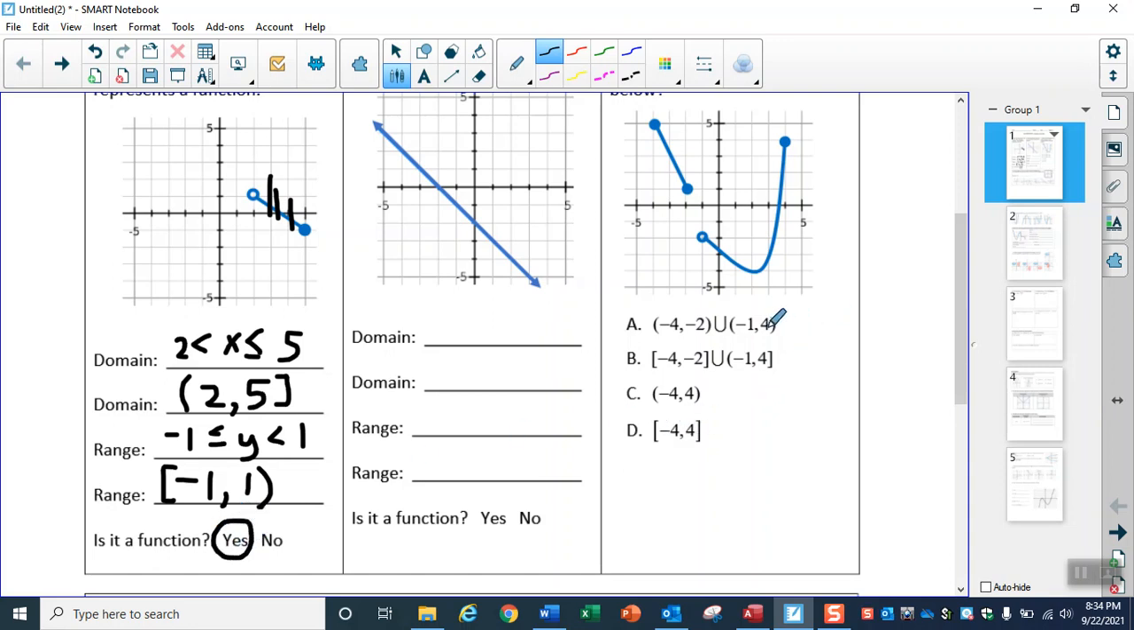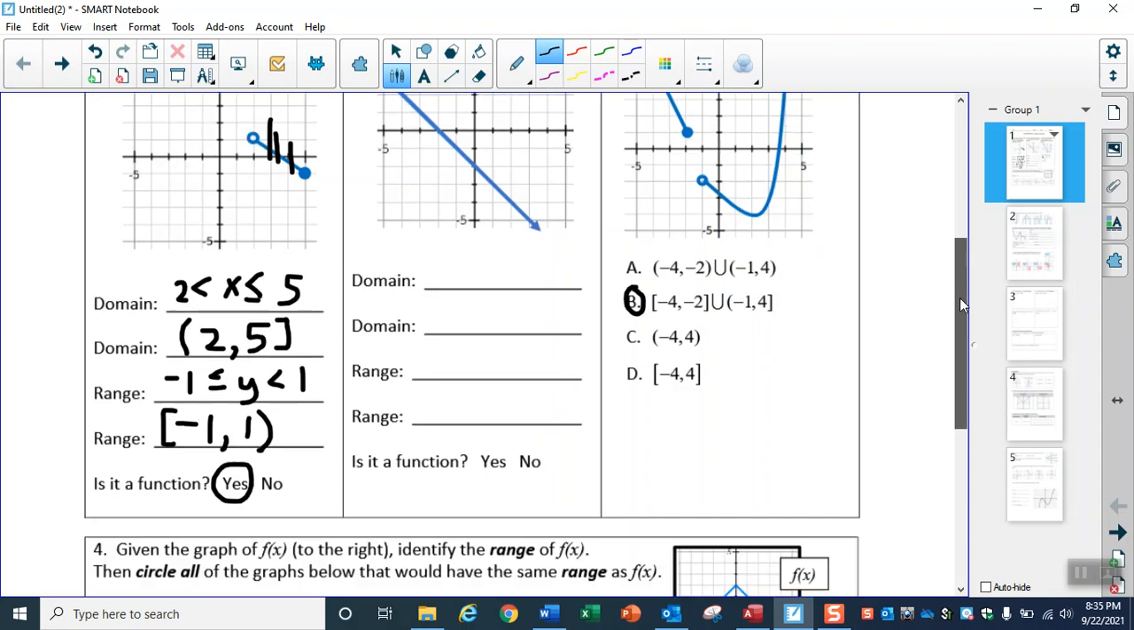Over here, if I'm looking at this one, I do have 2 separate intervals because it goes from 1, 2, 3, 4. So that would be -4 to -2. And notice it's a closed circle, so that's going to be with the square brackets. All right, and then this goes from -1 to +4, and I have the union.